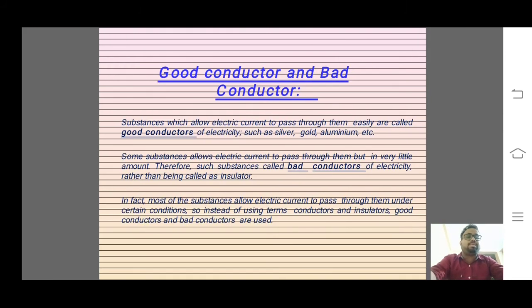Good and bad conductors: substances which allow electric current to pass through them easily are called good conductors, such as silver, gold, platinum, and those which do not allow it are called bad conductors. But nowadays there are many substances which allow the current to pass through very slowly, feebly. Those are called poor conductors of electricity. We don't write bad conductors, we simply write poor conductors of electricity. That is the basic part.